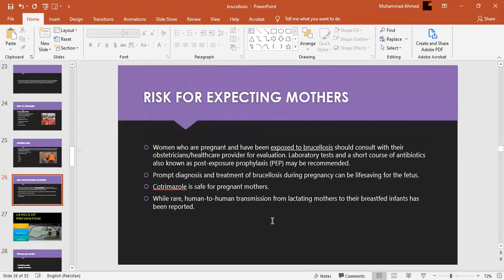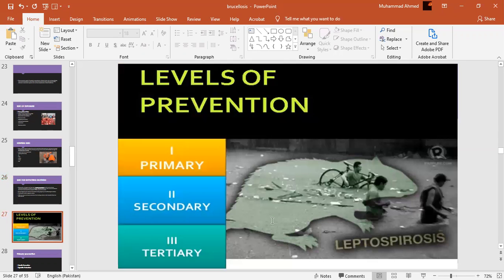Risk for expecting mothers. Women who are pregnant and have been exposed to brucellosis should consult with their obstetrician or health care provider for evaluation. Laboratory tests and a short course of antibiotics, also known as post-exposure prophylaxis, may be recommended. Prompt diagnosis and treatment of brucellosis during pregnancy can be life-saving for the fetus, and cotrimoxazole is safe for pregnant mothers. While rare, human-to-human transmission from lactating mothers to their breastfed infants has been reported.